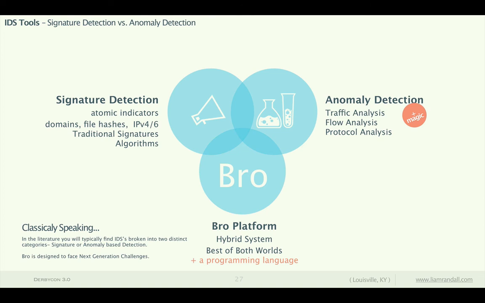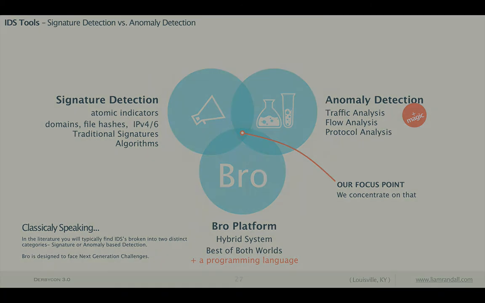So the system that I spend a lot of time working on is called the Bro platform. And it is essentially a hybrid platform that offers the best of both worlds, but more importantly, it includes this very powerful programming language that is what really separates it from everything else that seems to be out on the market today. And we really try to focus on that area where we can kind of bring together all of this unique intelligence. So seriously, what is Bro?